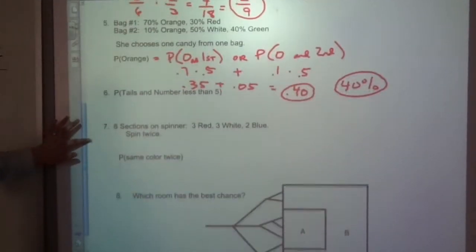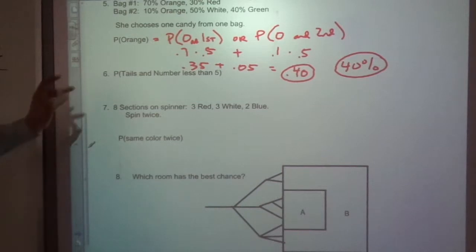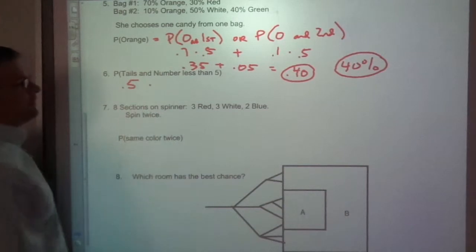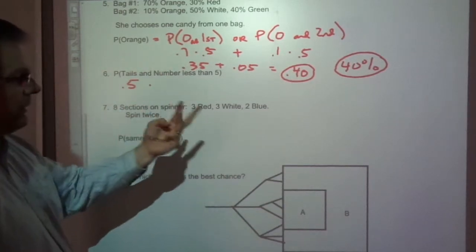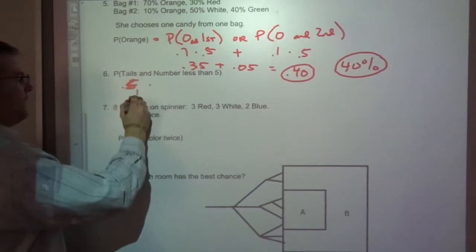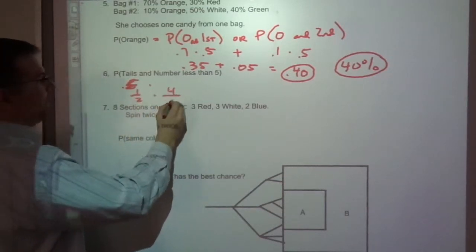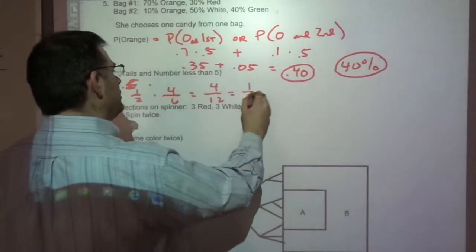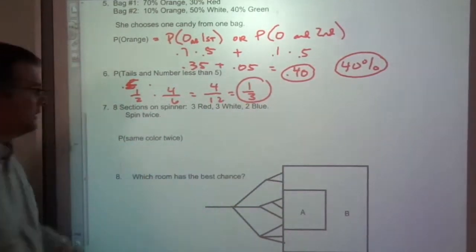Okay, next one. We are flipping and we are rolling. What's the probability that we get tails and a number less than 5? Well, the tails is 0.5, and a number less than 5, that's 1, 2, 3, or 4. That's 4 out of 6. Actually, I'll change this to be 1/2, and we'll do a 4 out of 6. So multiplying easily makes 4 out of 12, which is 1/3.